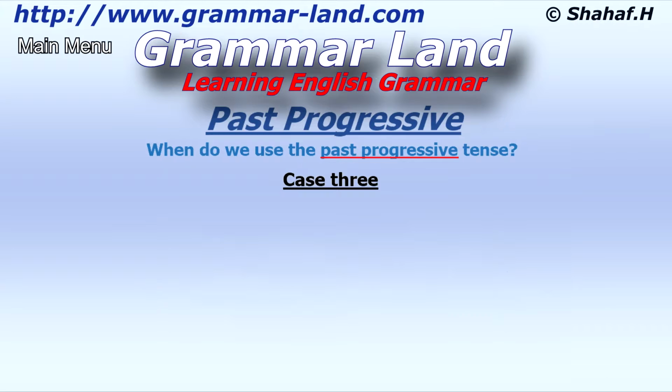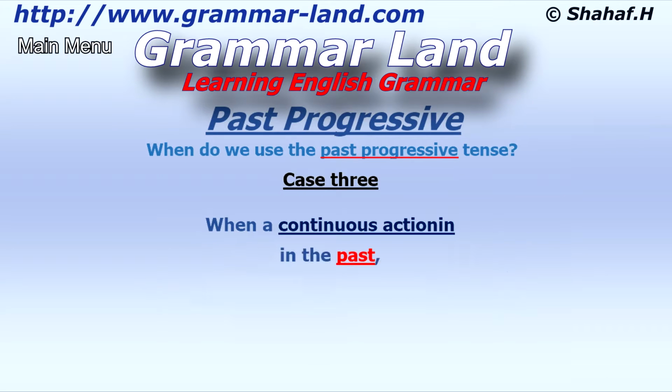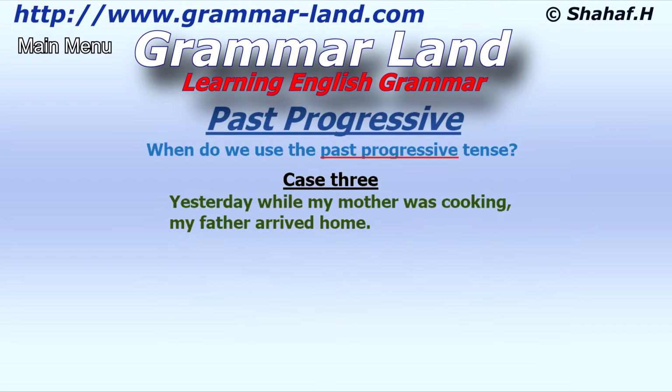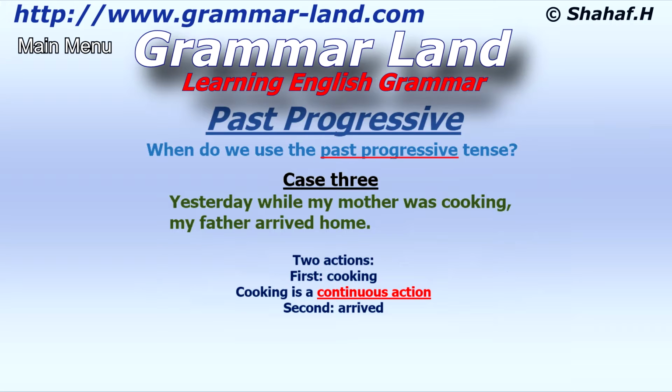Case number 3. When a continuous action in the past is being interrupted by another action. For example, yesterday, while my mother was cooking, my father arrived home. We have here two actions. The first one is the cooking action. Cooking is a continuous action. It is interrupted by the second action, the arrival action of Father. The arrival action is not continuous.